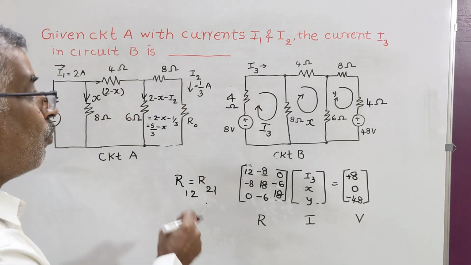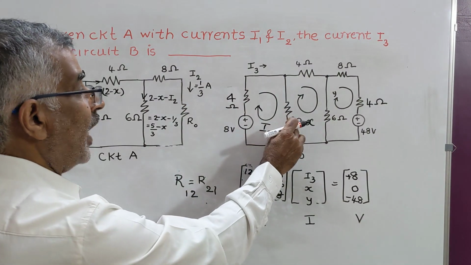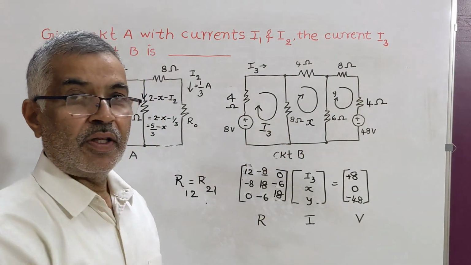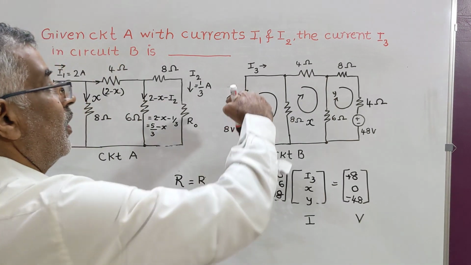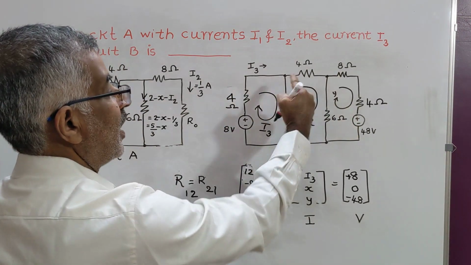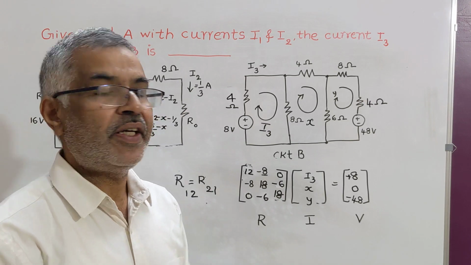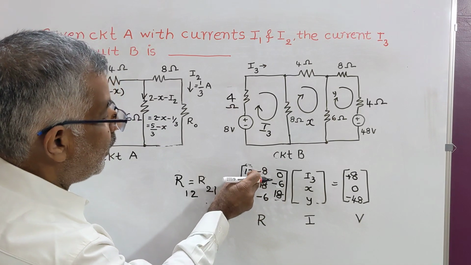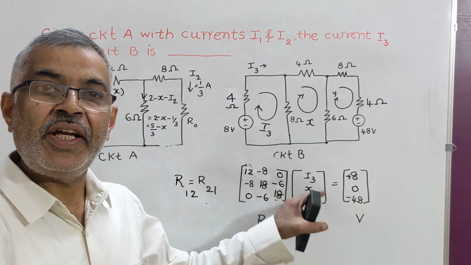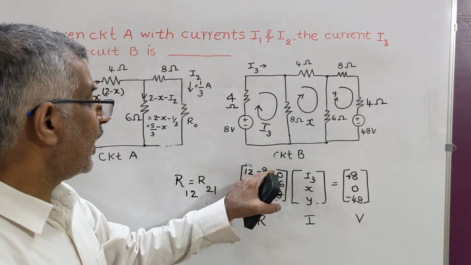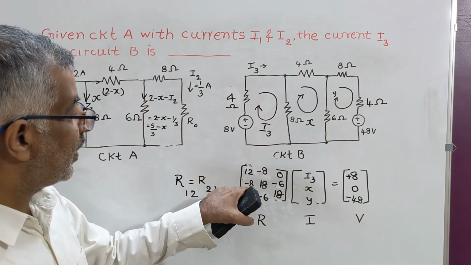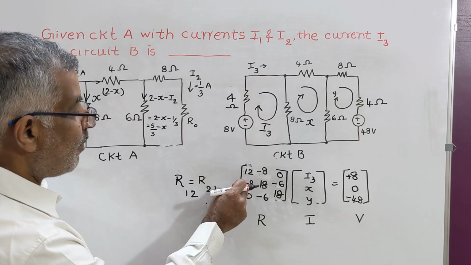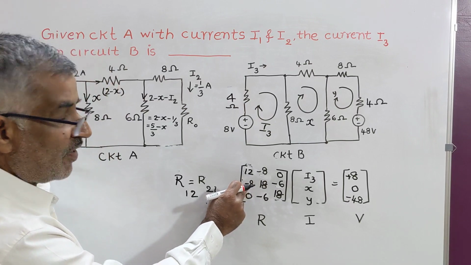Now comes the question: should we take R12 or R21 with the plus sign or minus sign? Look into the condition here. 8 ohms is common to mesh 1 and mesh 2, and in this 8 ohms, the two mesh currents are in opposite directions. So I3 is like this, X is like this. When the mesh currents are opposite, take with minus sign. That is why I have taken the current with minus sign. The first row, second column element is same as the second row, first column element, that is R12 equals R21, minus 8.